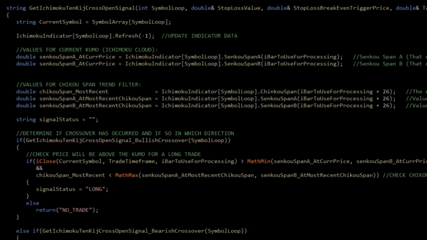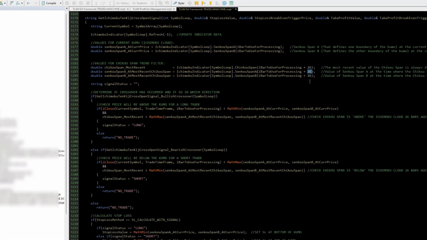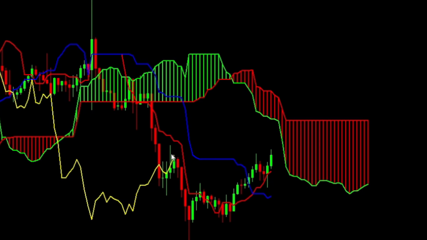So let's move over to our code now, and I've added 3 new lines here. One of these is calculating the value of the Chikou Span, and the other 2 are calculating the Senkou Span A and B, which of course form the Ichimoku cloud, and we're looking at all of these 26 periods ago. Because, of course, when we compare the Senkou Span 26 periods ago here, we need also to be looking at the value of these 2 lines, also 26 periods ago, to know whether the Chikou Span is under or over the cloud.